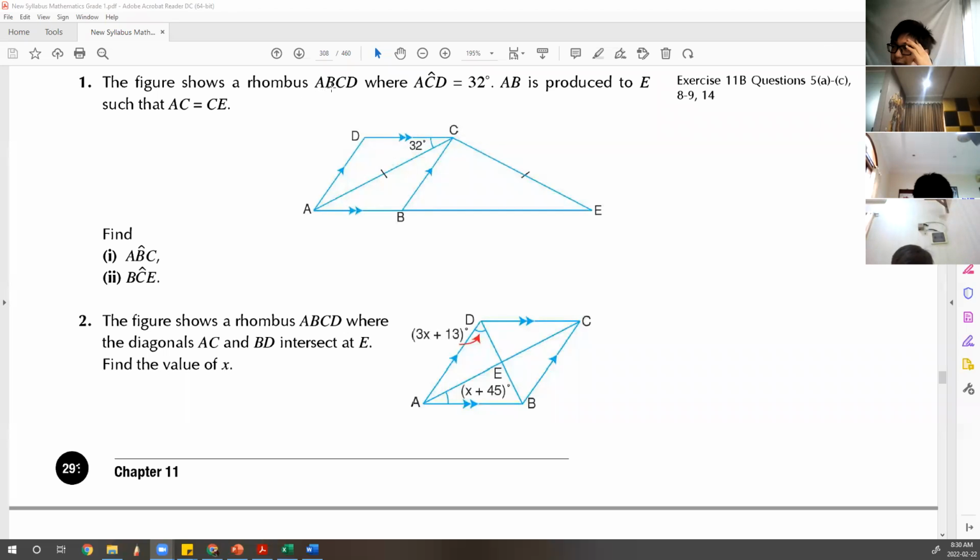Okay, the figure shows rhombus ABCD where ACD is 32 as given. AB is produced to E such that AC equals CE. Oh, it's an isosceles triangle, ACE, right? And find ABC. How do you calculate ABC?